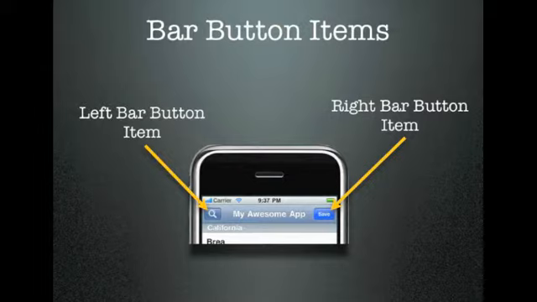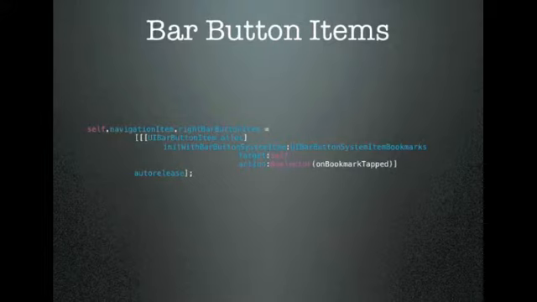The one on the left is generally reserved for the back button, but if you're sitting at the root view controller, there's never going to be a back button there, so you do have the opportunity to put a button of your own there. The one on the right is generally used for actions that you're going to perform on the view controller. Here's a snippet of code that you might use to create a right bar button item. You can do it in Interface Builder as well, but this is the code way.